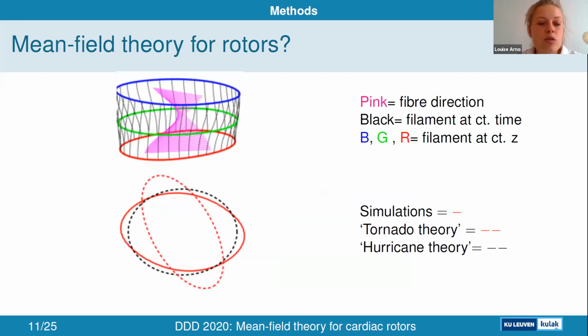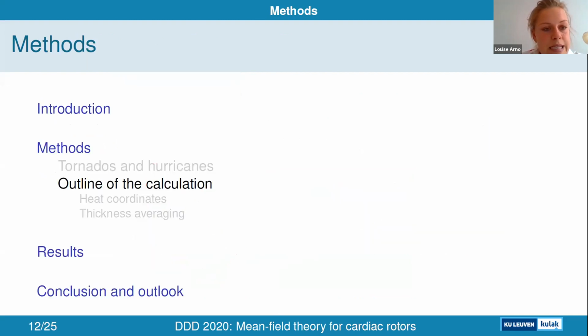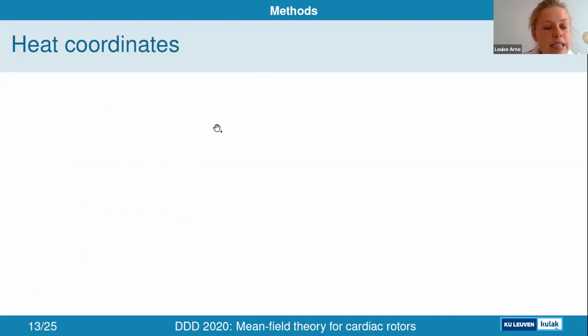For this, we already did some simulations where we compared the trajectory of a filament at a certain thickness of the heart wall with the tornado theory, the classical theories here depicted in red, and our hurricane theory, which is our mean field theory. By looking at these simulations, it seems that this hurricane theory is a better fit. Now, how does this mean field theory work? Well, the calculations work in 2 steps.